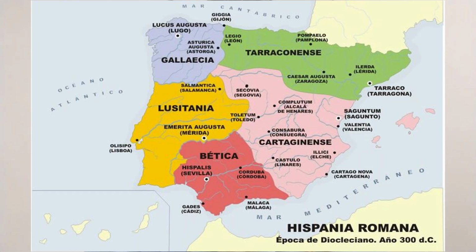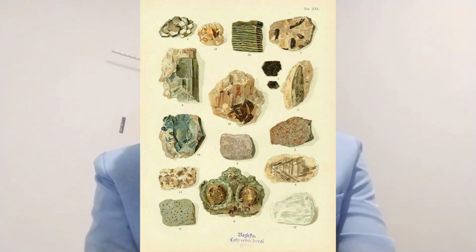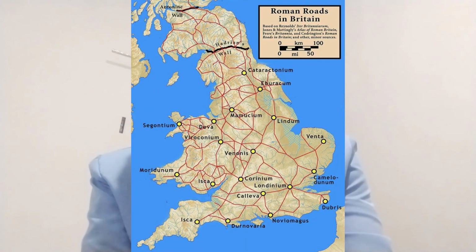Spain, with its rich mineral resources, was a key supplier of silver, while Britain was known for its tin and iron.